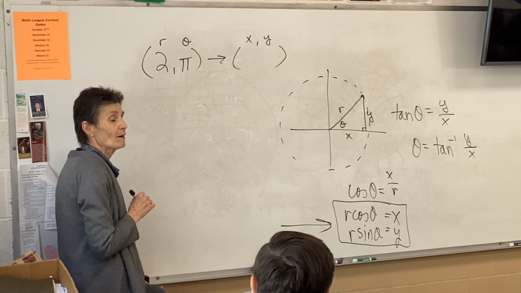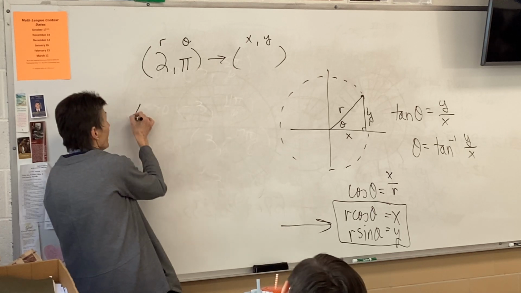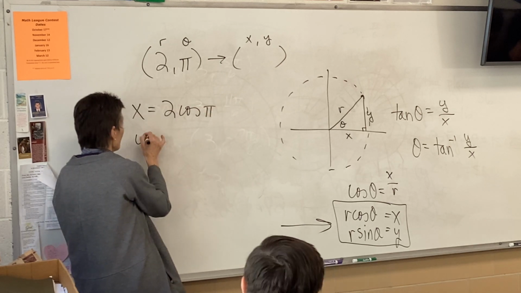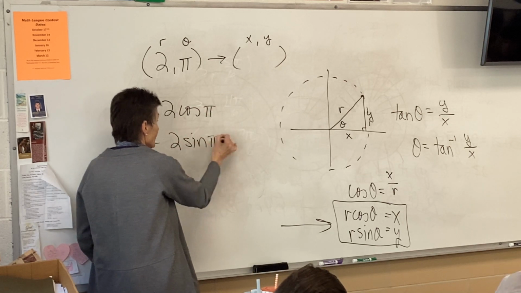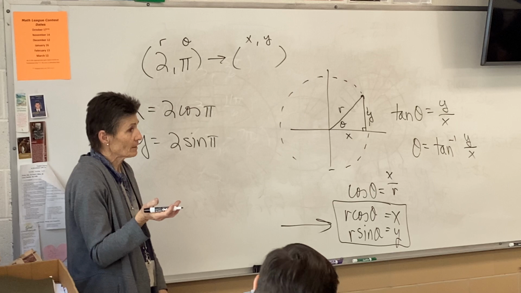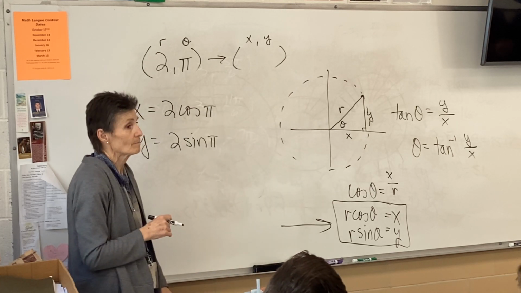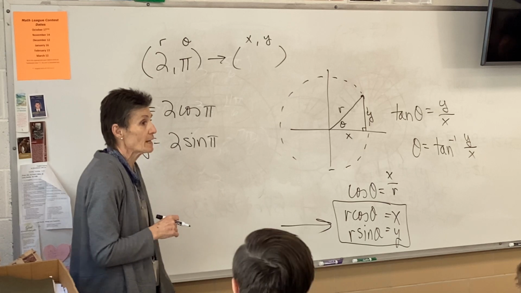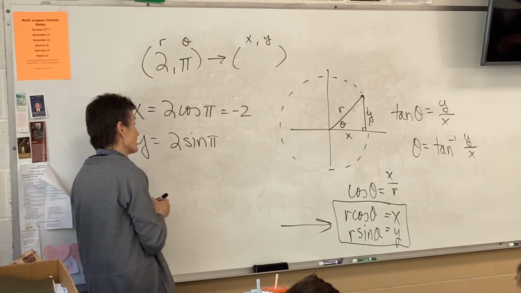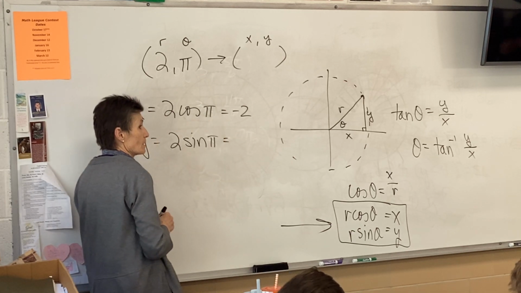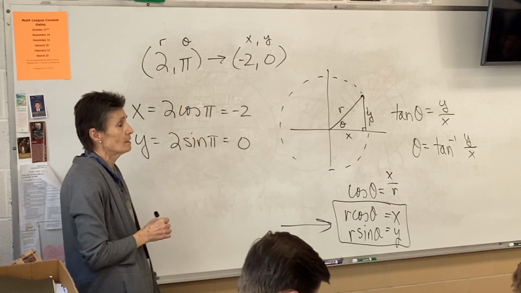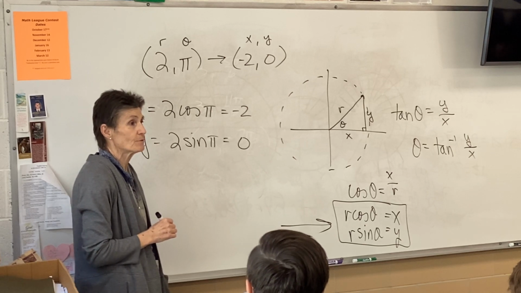What do we know about X and Y? X equals R cosine theta, and Y equals R sine theta. It is that easy. Now, I don't even need a calculator for this one. What's the cosine of pi? -1. So 2 times -1, that's just going to be -2. What's the sine of pi? 2 times 0 is 0. So your rectangular coordinates for (2, pi) are (-2, 0).